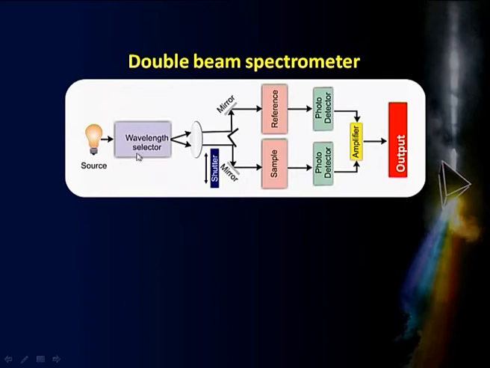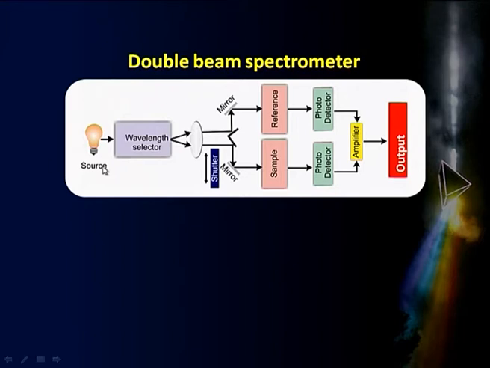Let us move on to the double beam spectrometer. As the name suggests, we are using two beams. Actually, it is not two beams, a single beam has been split into two. Let us see what happens in this case. The first two things remain the same as in the case of the single beam spectrometer. So, we have a source, there is a monochromator there, some kind of wavelength selection device.